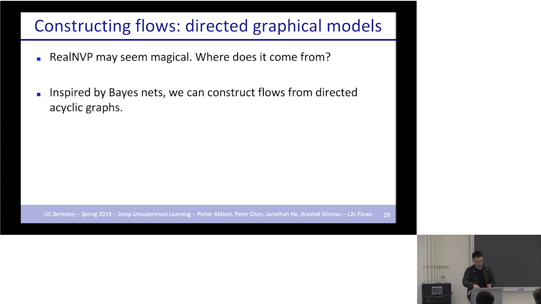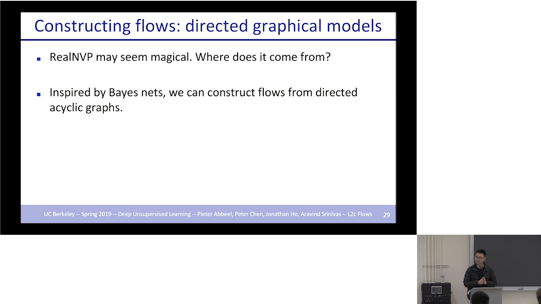Let's see. RealNVP is somewhat magical in the sense that you partition your dimensions into two subsets, and then you condition on one, transform the other, and now you get an invertible transformation. But why is that the case? Where does that come from? In fact, that kind of invertibility comes from a more general property of Bayesian networks.